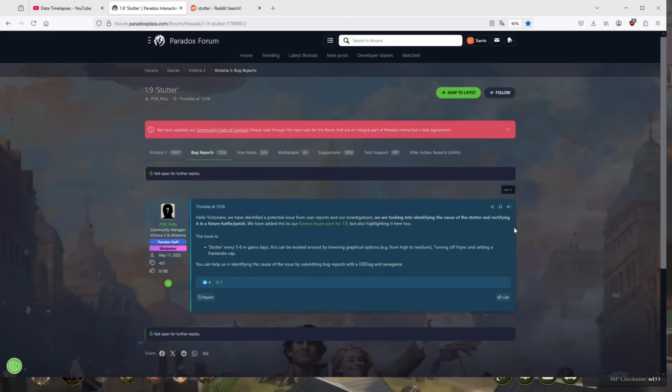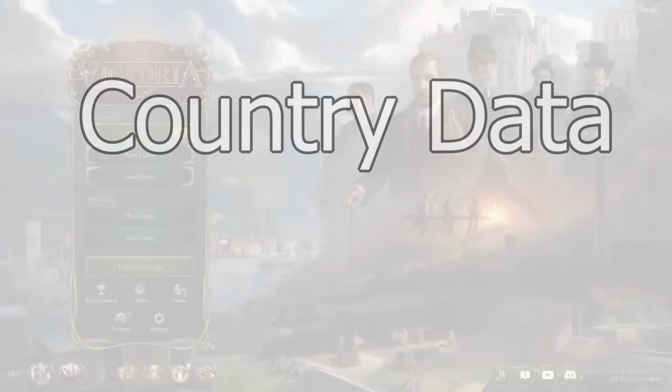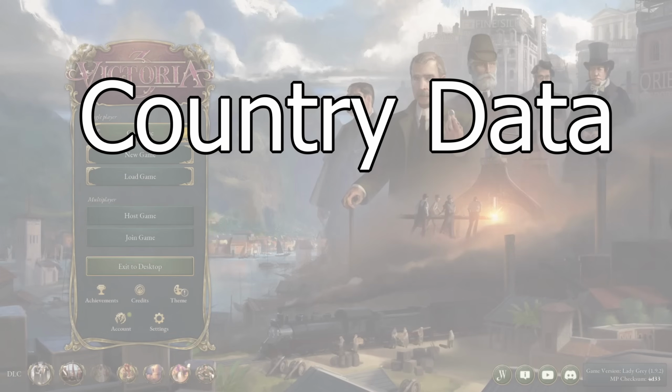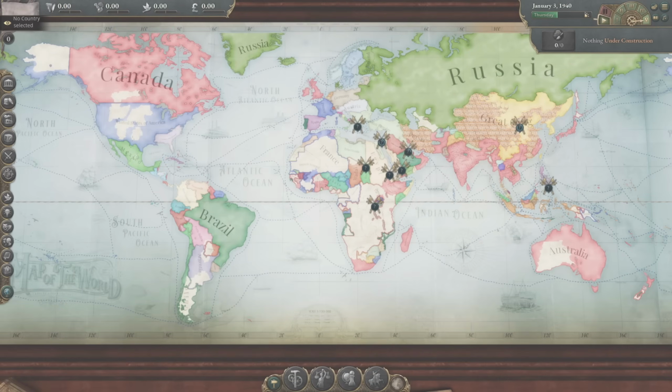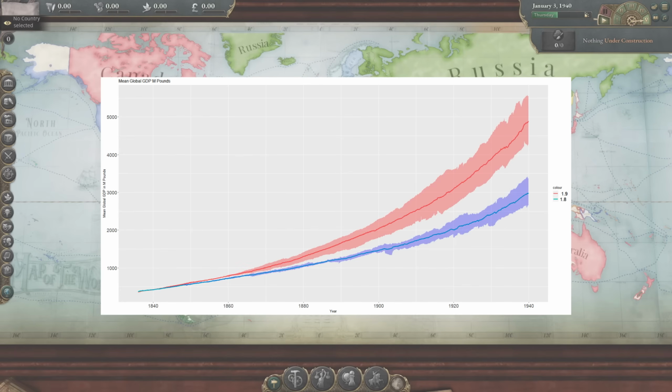This is a known issue by Paradox, and they describe a workaround in a forum post, which I will put into the description. And now we will have a look at country data, GDP first. This graph shows the global GDP in million pounds in 1.9. The line is the mean global GDP, and the shaded area shows the maximal and minimal global GDP reached in any time lapse. Now let's add values from my 1.8.6 time lapses.